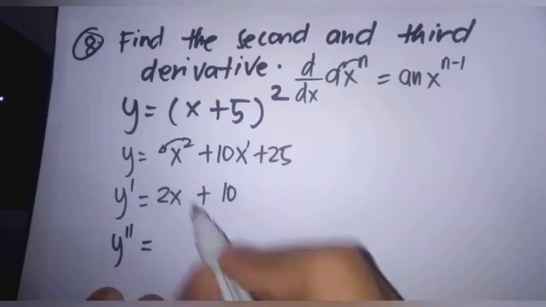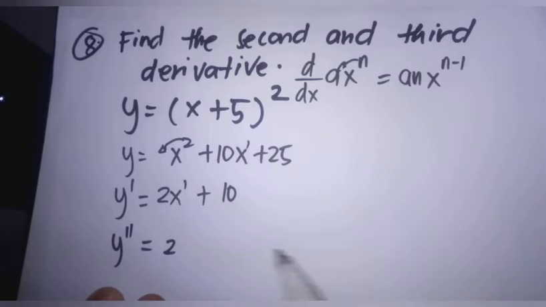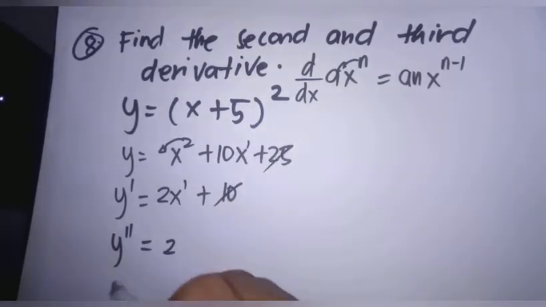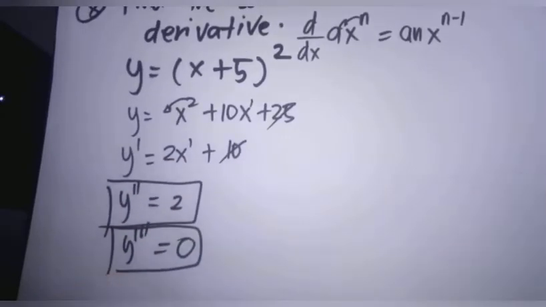So the second derivatives is, may 1 na dyan, 2 times 1, that is 2, no? So, 2 na lang ang matitira. Yung 10, wala na yan. Wala na rin ito. So, ngayon, ang third derivatives natin ay 0. So, ito yung sagot sa third derivatives. Ito yung sagot sa second derivatives.